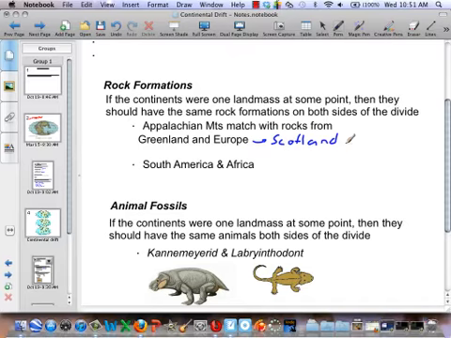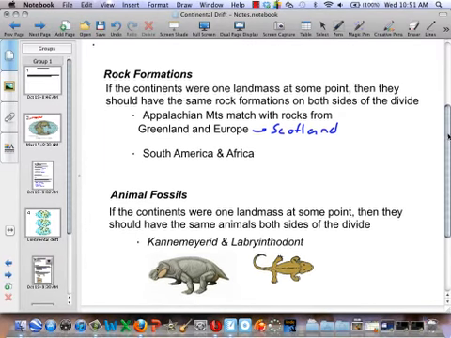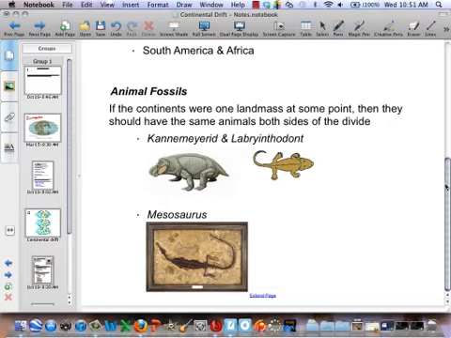If we look at the animal fossils, three types of animals start to come out. We have the Kannemeyerid, almost looks like a small little hippo, maybe a rhino. And we also have the Labyrinthodon, which is a very large lizard, almost like a Komodo dragon, very, very large lizard. And then we have the Mesosaurus. What animal does the Mesosaurus look like? Brandon? An alligator.